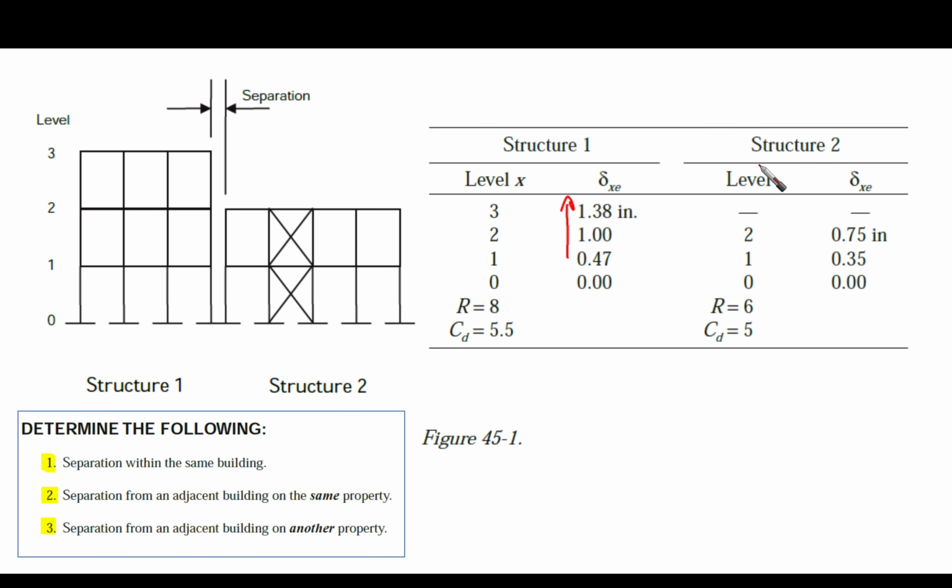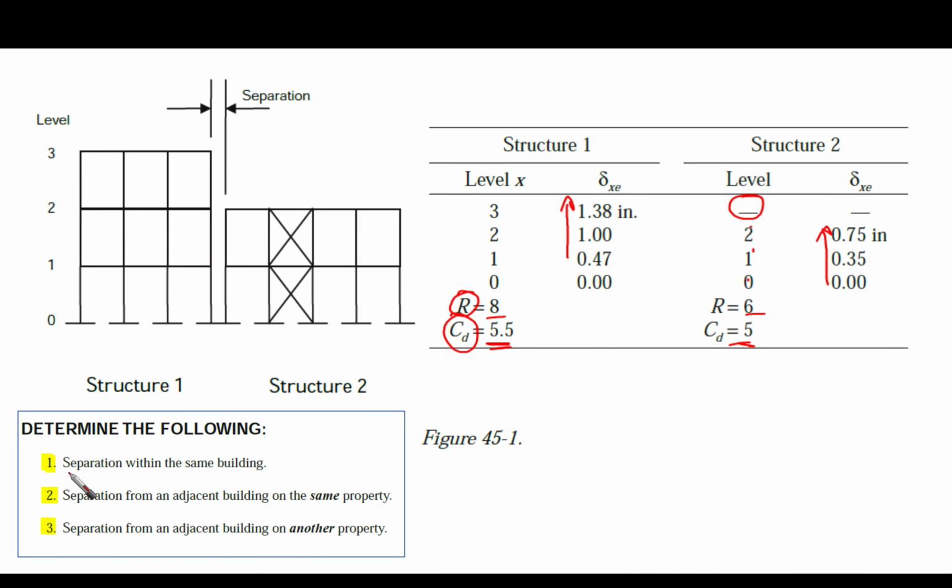Similarly, for structure number 2, we have levels 0, 1, 2, and there is no third floor. The delta XE is 0.35 and 0.75 respectively. Each structure has its own response modification factor and displacement amplification factor. Here R is 8, here it's 6, Cd here is 5.5, here it is 5. So we want to determine the following.